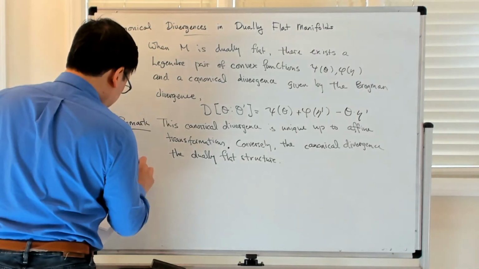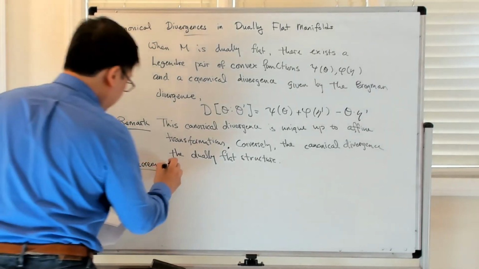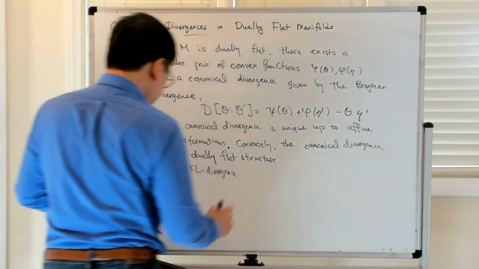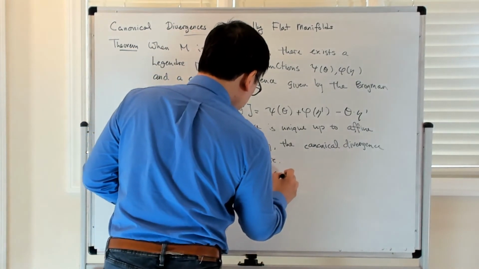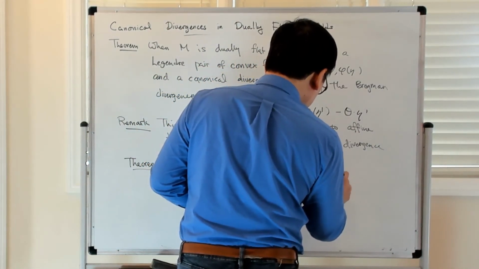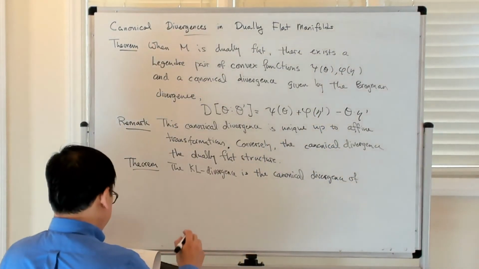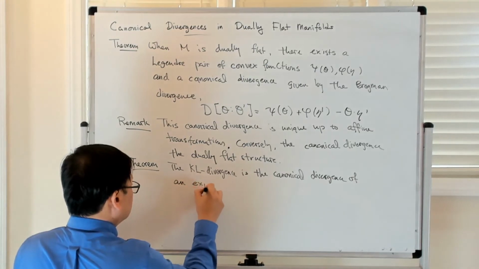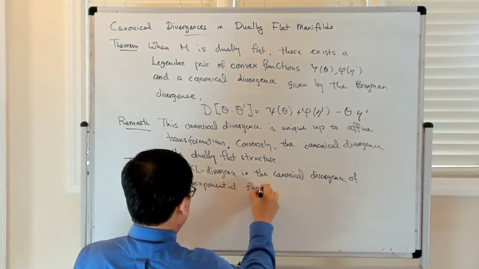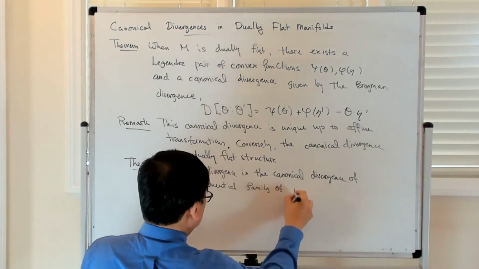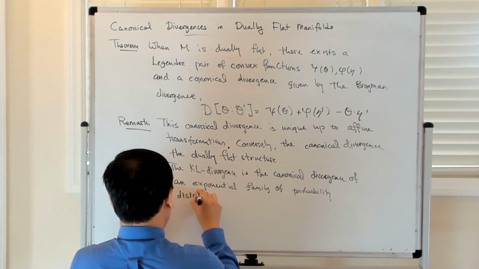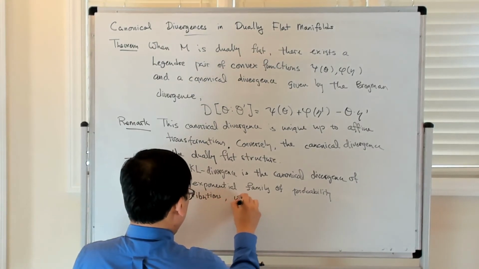Okay, so let me state another theorem. The KL divergence is the canonical divergence of an exponential family of probability distributions which is invariant and dually flat.